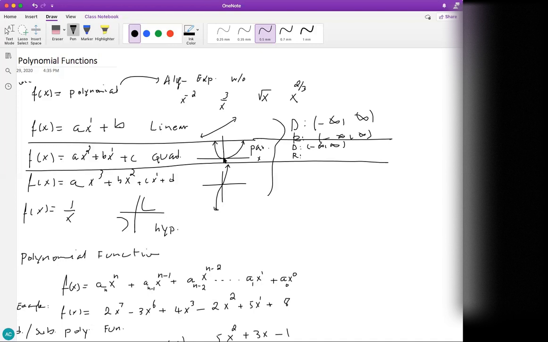It depends on the vertex. This is what we call the vertex of the graph. That's the lowest point. The graph could be facing up or down. This lowest point is called the vertex. So the range goes from the vertex and up or down. You're right here, vertex.